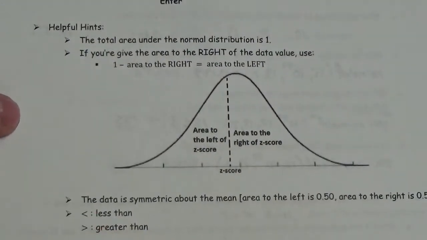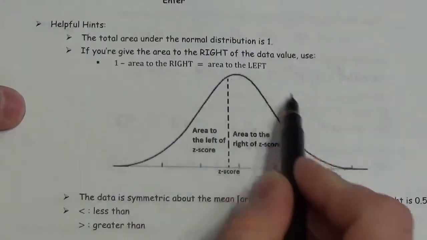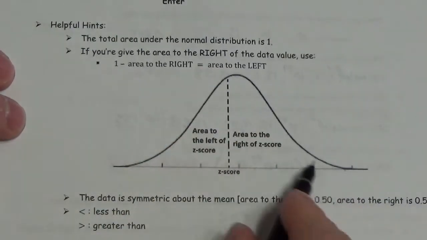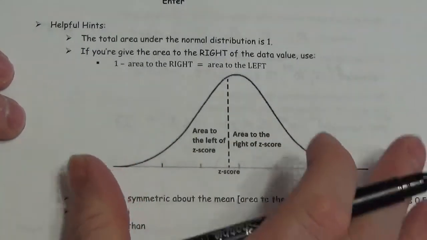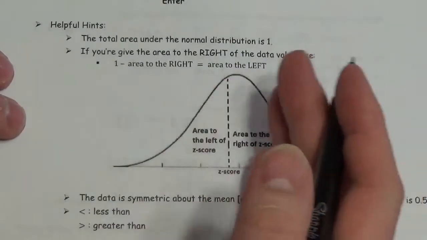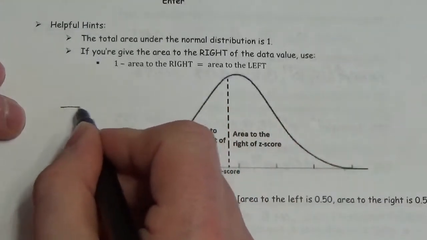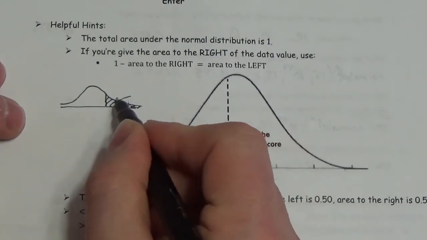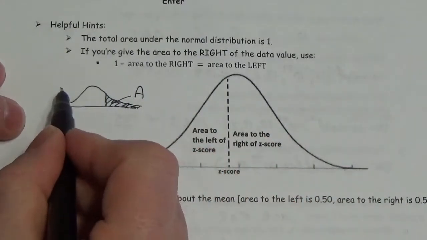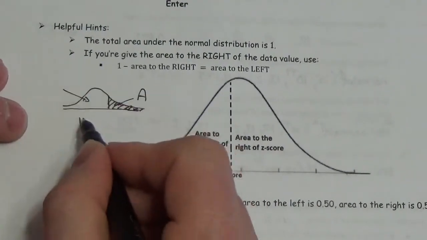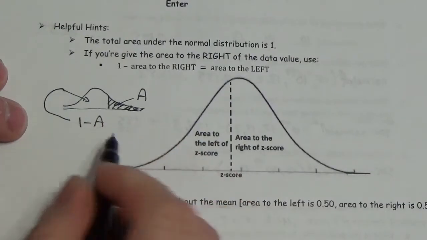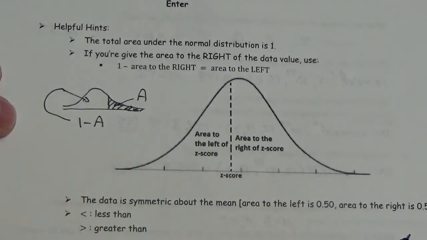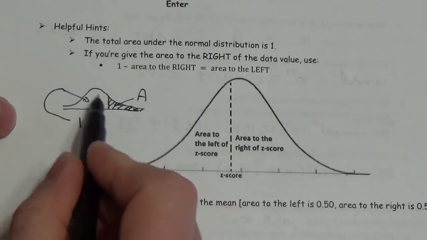Just a couple other things before we go on and start working with questions here. Remember that the total area under the curve is 1, because this covers 100% of all possible results in this particular analysis. If you're given the area to the right of a data value, then the area to the left will be 1 minus that area, because the total area under the curve should be 1. So if you know that this is 10%, then I know that this over here is 90%.